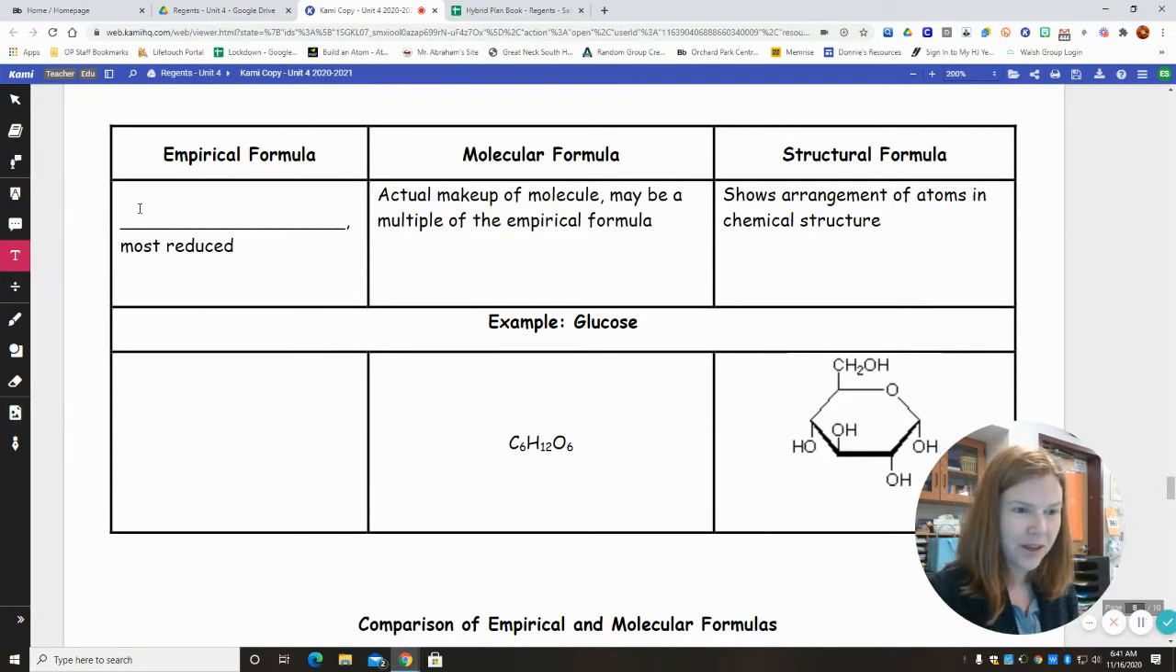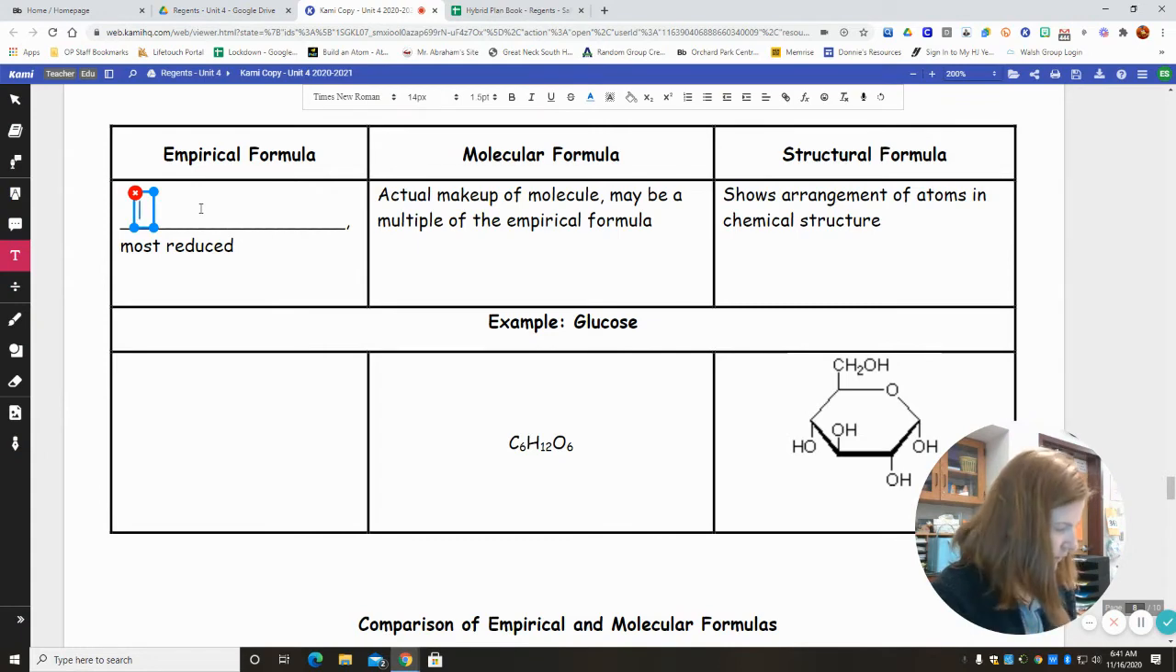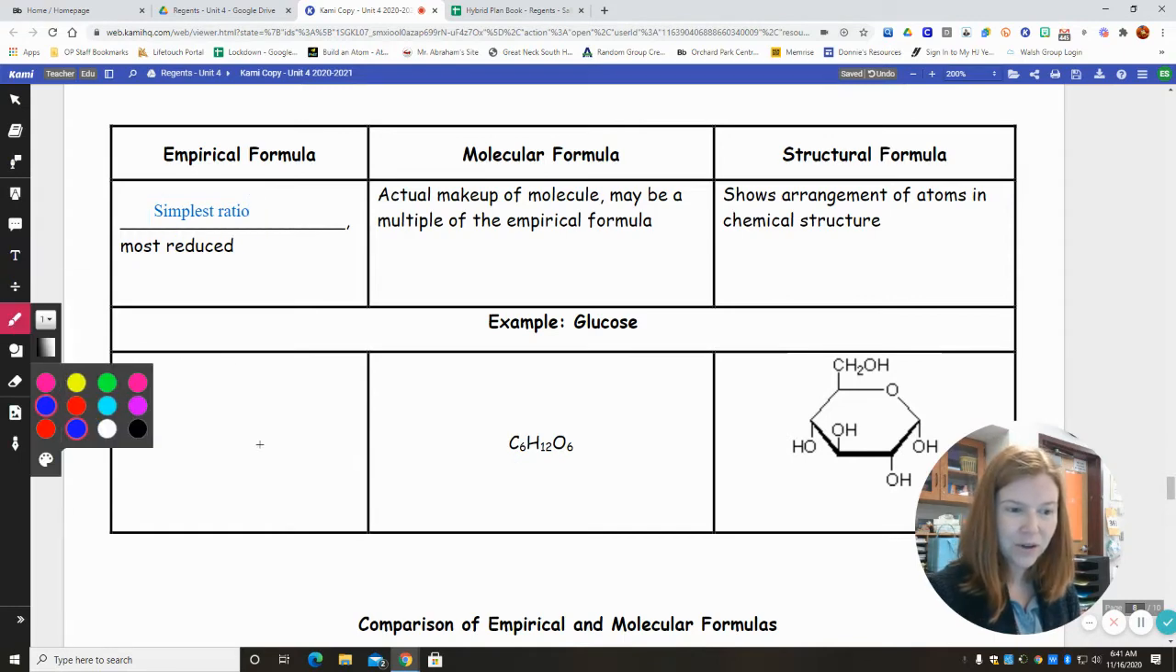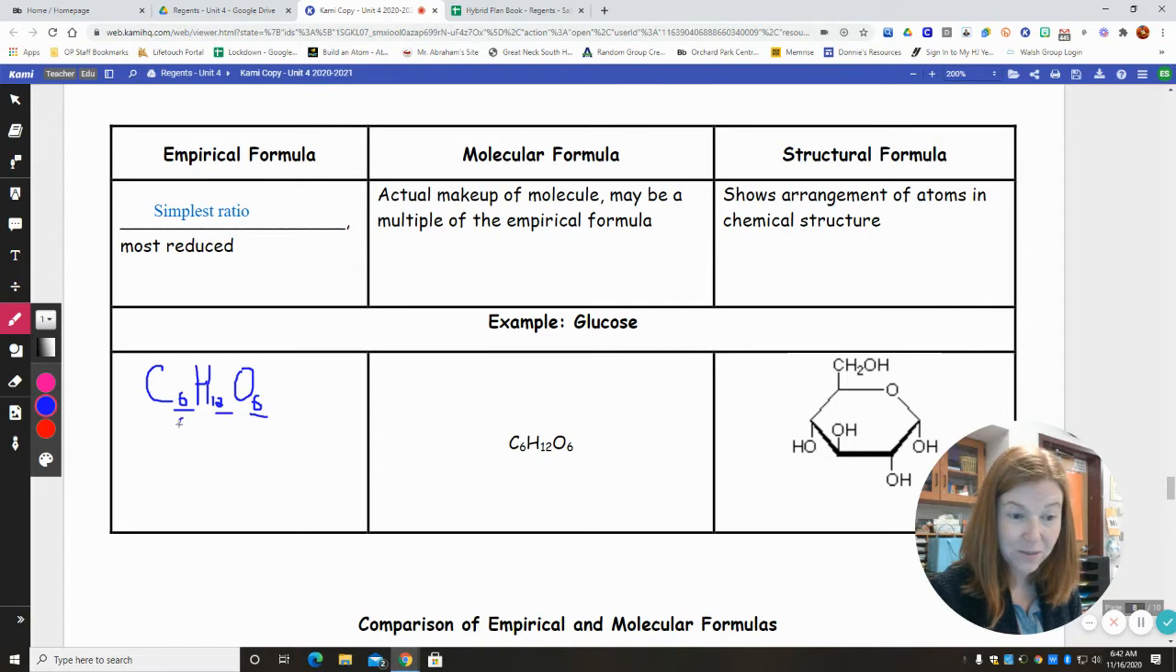An empirical formula then is the, I have my key on the right page, doesn't it? Here we go. Simplest ratio. The most reduced form. So if we take that example of glucose, the molecular formula, what's actually there is C6H12O6. To get that into an empirical formula, you are going to take the molecular C6H12O6, and divide those subscripts by the greatest common denominator, which in this case is going to be 6, right?